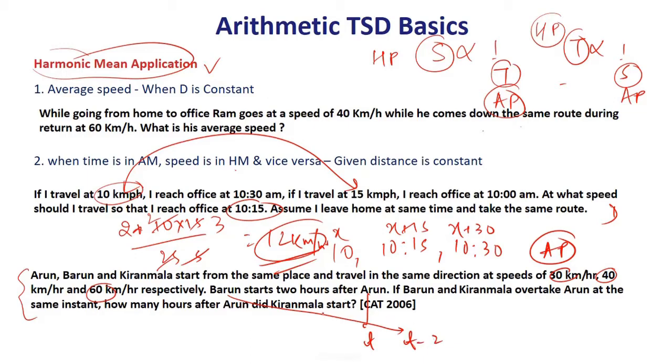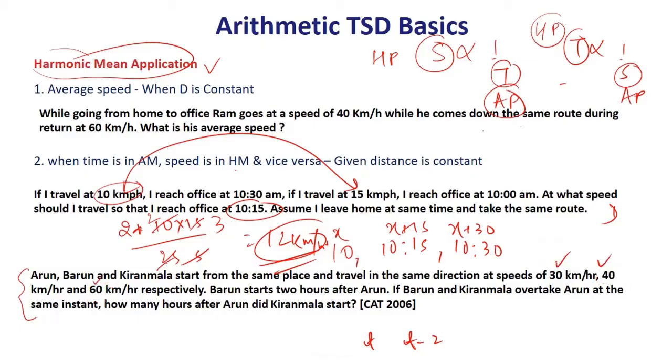Sorry, T minus 2 because he starts 2 hours after. So T minus 2 hours. If Barun and Kiran Mala overtake Arun at the same instant, then how many hours after Arun did Kiran Mala start? Very simple question. Let's see here: 30, 40 and 60.